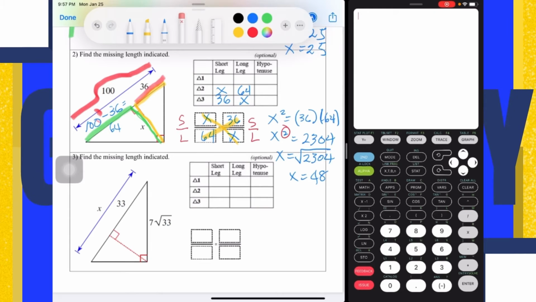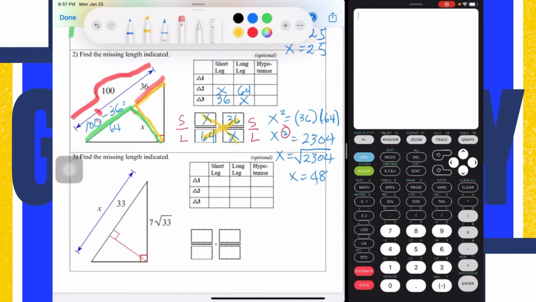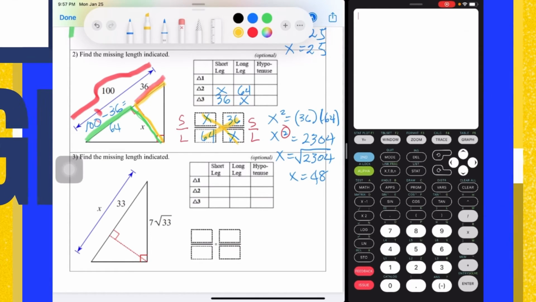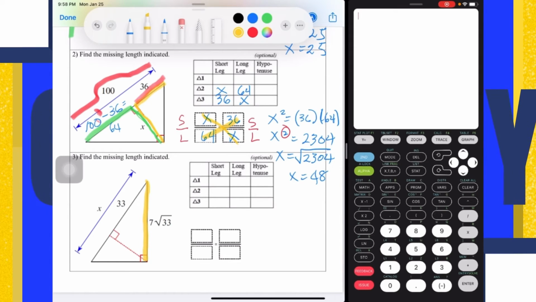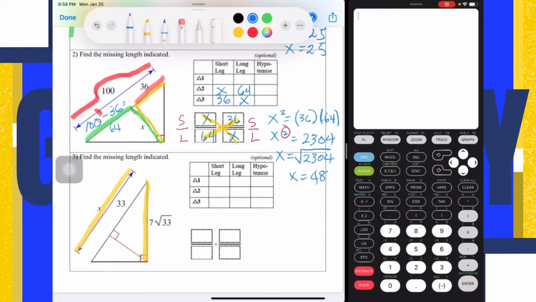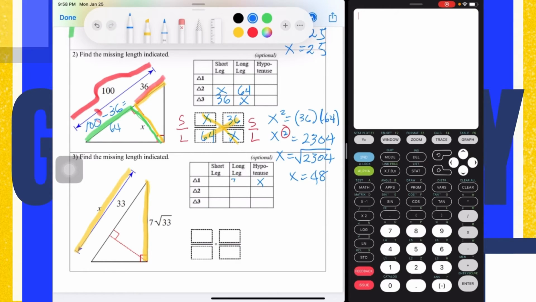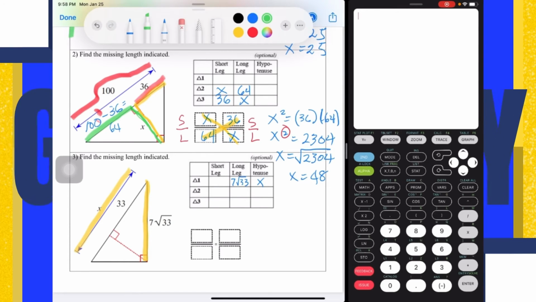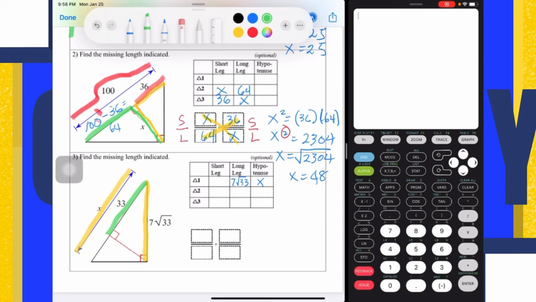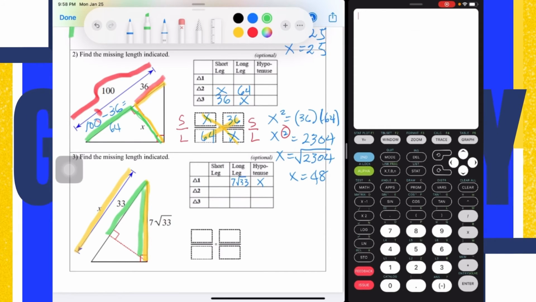Let's take a look at example number 3. I'm going to highlight the long leg of triangle 1, which is 7 times the square root of 33, and the hypotenuse is x. So let me go ahead and write those down. Hypotenuse of x, long leg is 7 root 33. While the long leg of triangle 2 is 33, and the hypotenuse is 7 root 33.